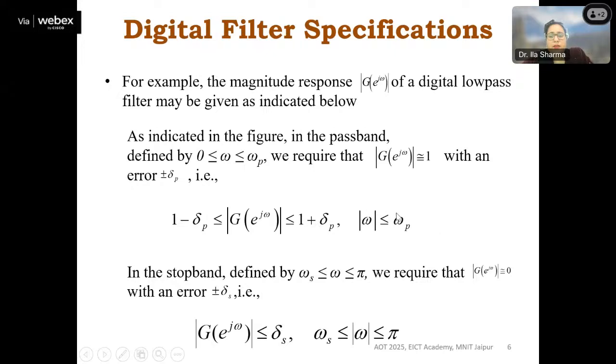This is the frequency range where omega is less than or equal to omega p, and all of this is defined as the passband region. In the stopband, defined by omega values between omega s and pi, with the ripples of delta s, the magnitude function stays at this value in this range. This is how we mathematically define our responses from the spectrum.